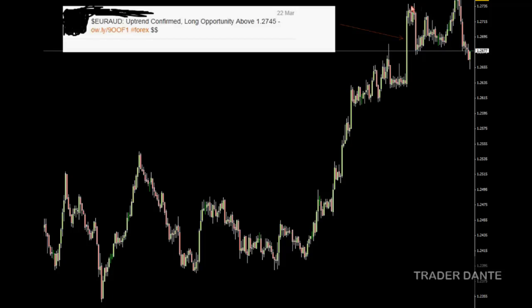So what have we got basically here? We've got an uptrend, a classic definition of an uptrend. We've got a high, the market makes a higher high, pulls back, makes a higher low, starts gunning again for the highs. So this tweet comes out from a big name. Uptrend confirmed, long opportunity above 127.45. Look at 127.45 on that chart. I've marked it in yellow. It's not a pip above the swing high. It's a few pips above the swing point.